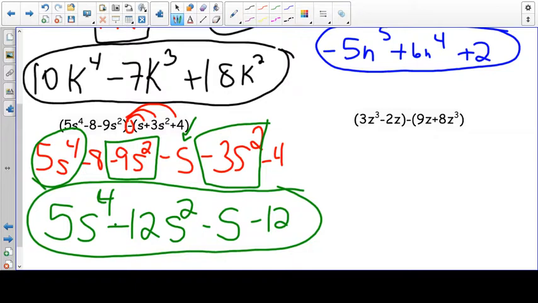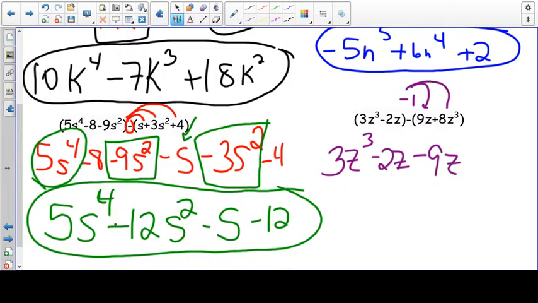All right, let's do this next one. So again, I don't have anything going on to that first set of parentheses. So then I'm multiplying by a negative 1 here because it's minus. So 9 times negative 1 gives me negative 9. Then I have negative 1 times positive 8, which turns into a negative 8.